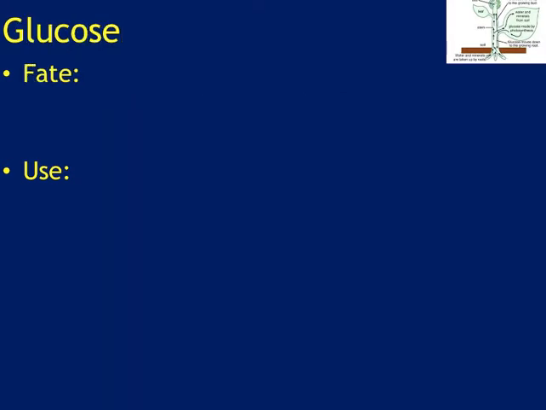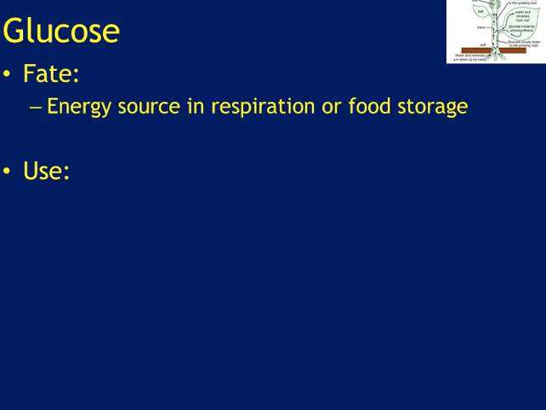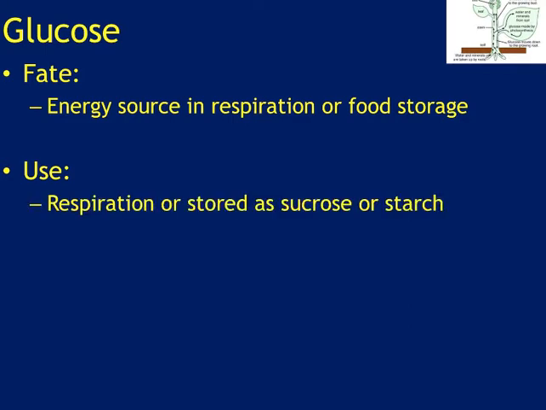So glucose. Glucose is made in photosynthesis. What is the fate of it? What happens to it? It can be used as an energy source in respiration, or it will be stored for a later date. So that is its fate. Again, its use is in respiration, or it's stored as sucrose or starch, or converted into cellulose as components of cell walls. But in terms of use, respiration and storage would be the 2 main ones.